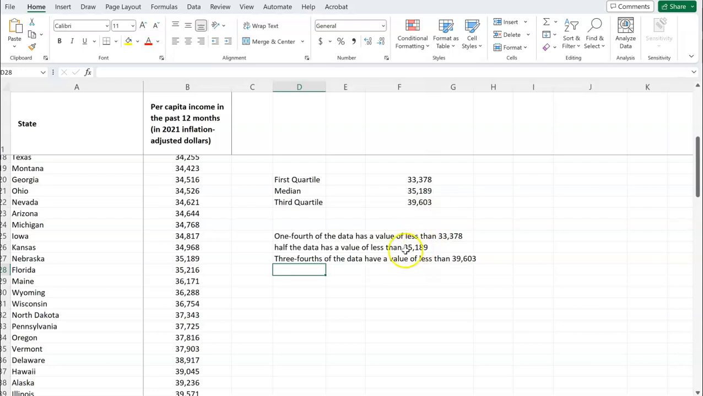Then these numbers give me an idea how the data is spread. So I know that if 1/4 of the data is below 33,000 and 1/4 of the data is above 39,000, then half the data is between these two numbers. So between about 6,000 values.